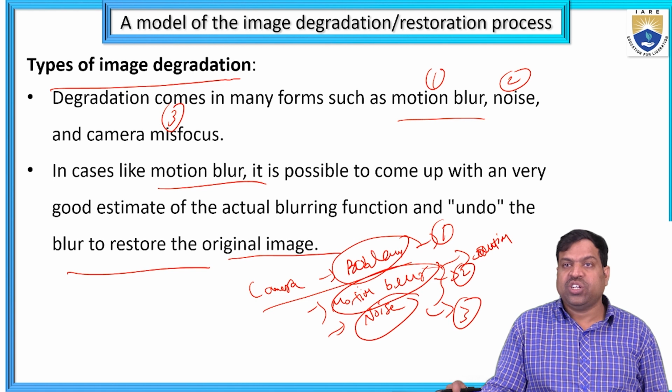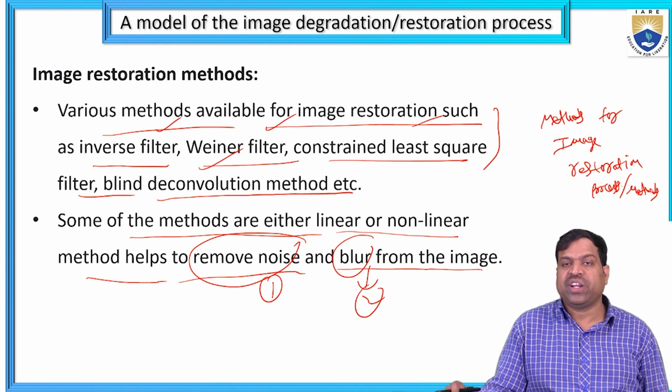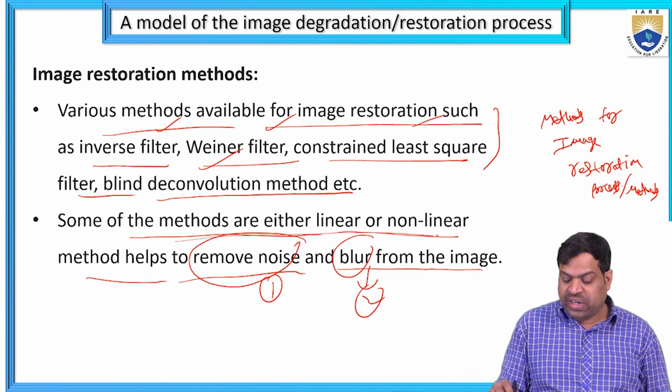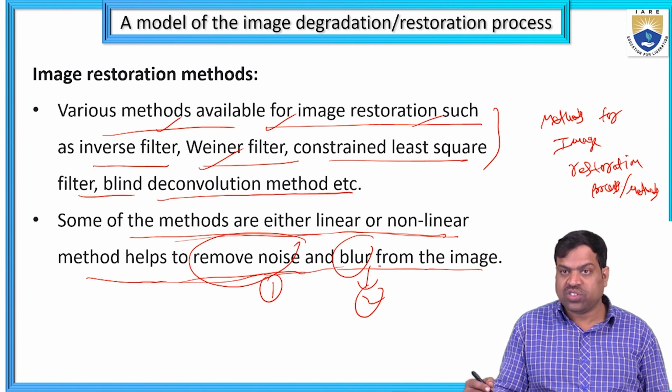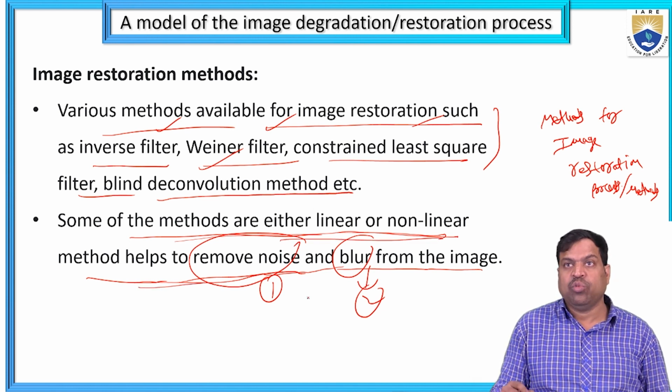What are the image degradation functions? Motion blurring, noise, and camera misfocus. And what are the restoration methods? Image restoration methods include inverse filtering, Wiener filtering, constrained least squares filtering, and blind deconvolution methods. Linear and non-linear techniques are used to remove noise and blurring from the image.